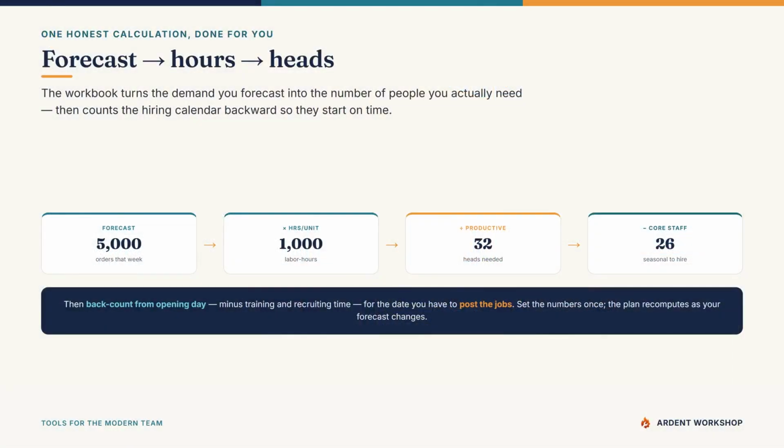The method is simple, and the workbook does the math for you. You forecast the demand for each week, it turns that into labor hours, then divides by what one worker really gives in a week to land on the heads you need. Subtract the core team you already have, and what's left is the seasonal hires to add. No formulas to build, no guessing.